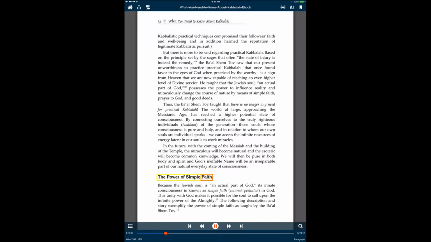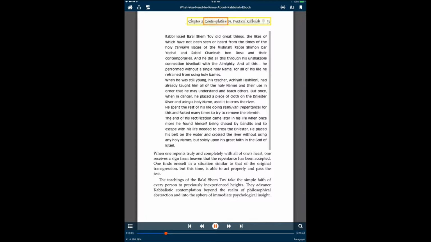The power of simple faith. Because the Jewish soul is an actual part of God, its innate consciousness is known as simple faith, emunat peshuta, in God. This unity with God makes it possible for the soul to call upon the infinite power of the Almighty. The following description and story exemplify the power of simple faith as taught by the Baal Shem Tov.